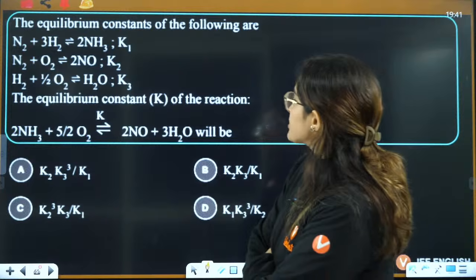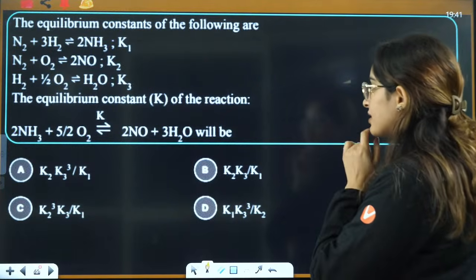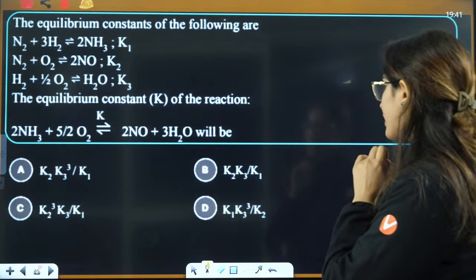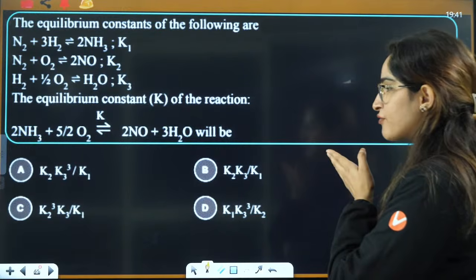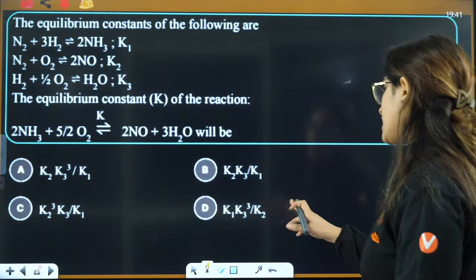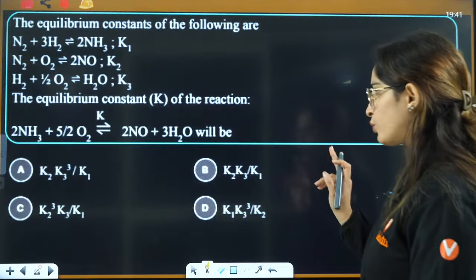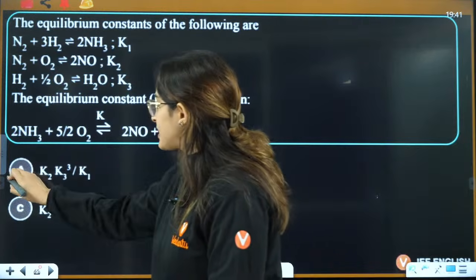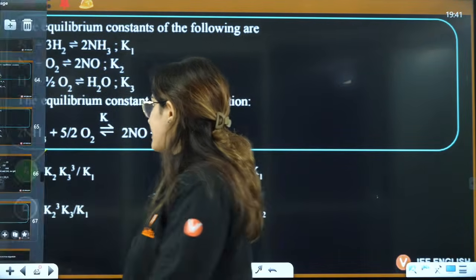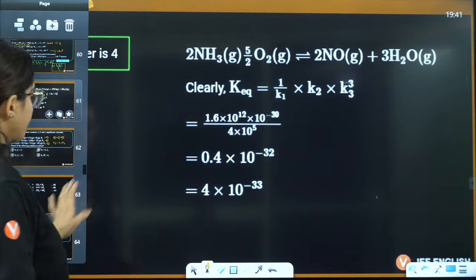So the equilibrium constants of the following reactions 1, 2, 3 are given to you, and we are asking the equilibrium constant of this reaction. I think that is the same as the first one that we have discussed, right? Yes, it was K2 into K3 cube by K1. This is the same thing that we have discussed there. This question and that question are the same, guys.